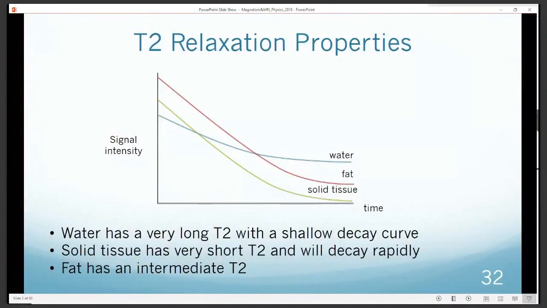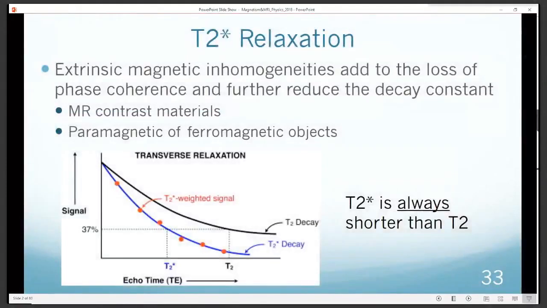And so that's characterized mainly by what we call the T2 relaxation constant. The important thing for MRI is that different tissues have different T2 values. So the signal from water decays more slowly, or dephases more slowly, than fat or solid tissue. And therefore, we can, to some degree, differentiate these tissues based on their T2 relaxation properties.